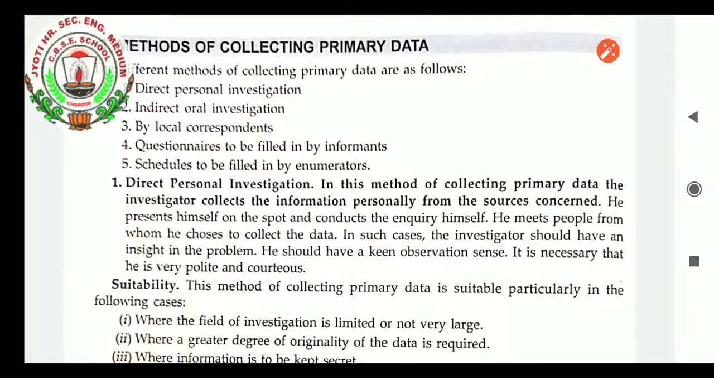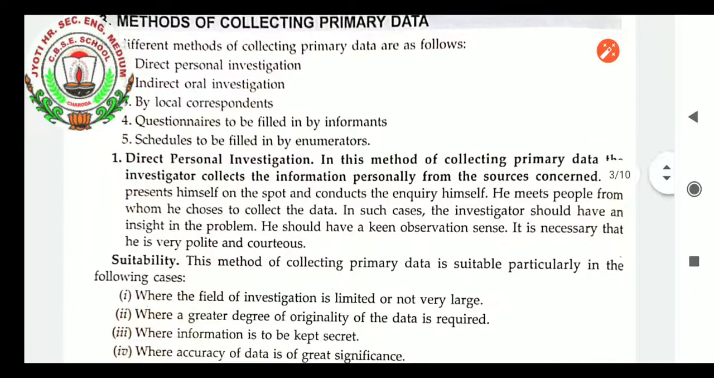But let's first see direct personal investigation and the other methods. Direct personal investigation, students, is an investigation made personally by the investigator, so that is known as direct personal investigation. In this method of collecting primary data, the investigator himself or herself collects the information related to the particular topic or objective from the sources concerned. He presents himself on the spot and conducts the inquiry himself. He meets the people from whom he chooses to collect the data.